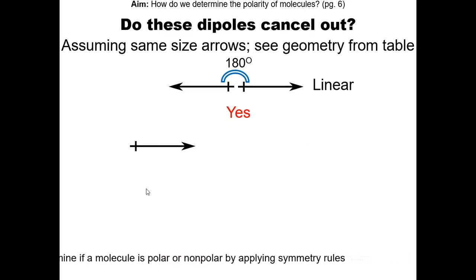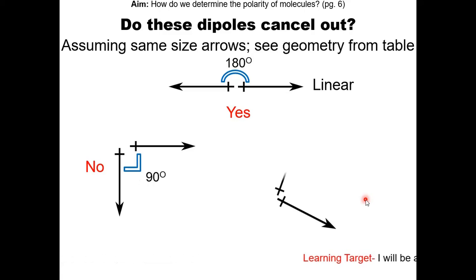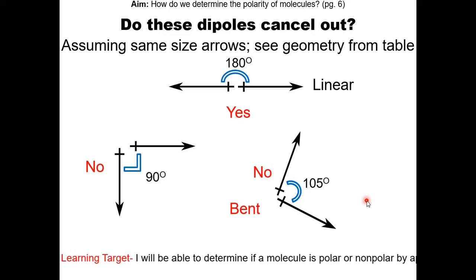Here we have two dipoles that are 90 degrees from each other. Do they cancel out? They do not, because they're not facing in opposite directions. In this situation, the dipole arrows are 105 degrees from each other. In a molecule, this is considered a bent shape. Do the dipole arrows cancel out? The answer is no, so molecules with a bent shape are considered polar.